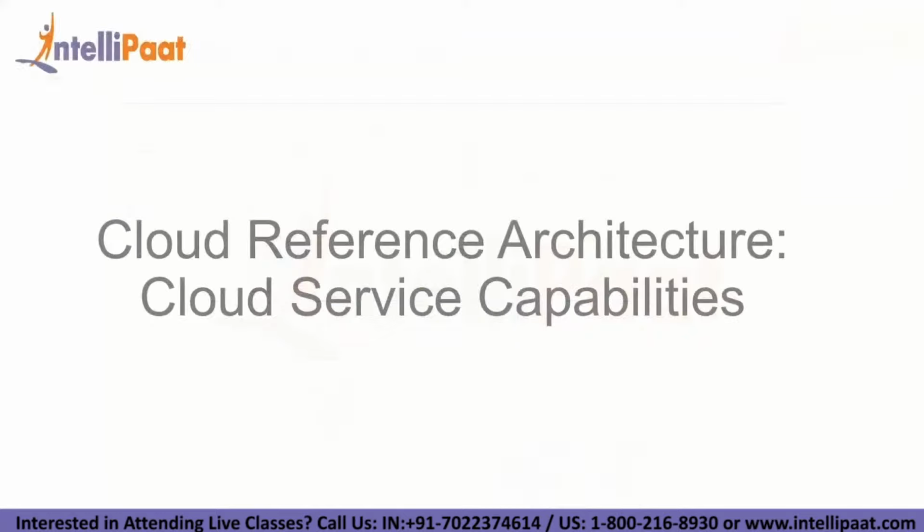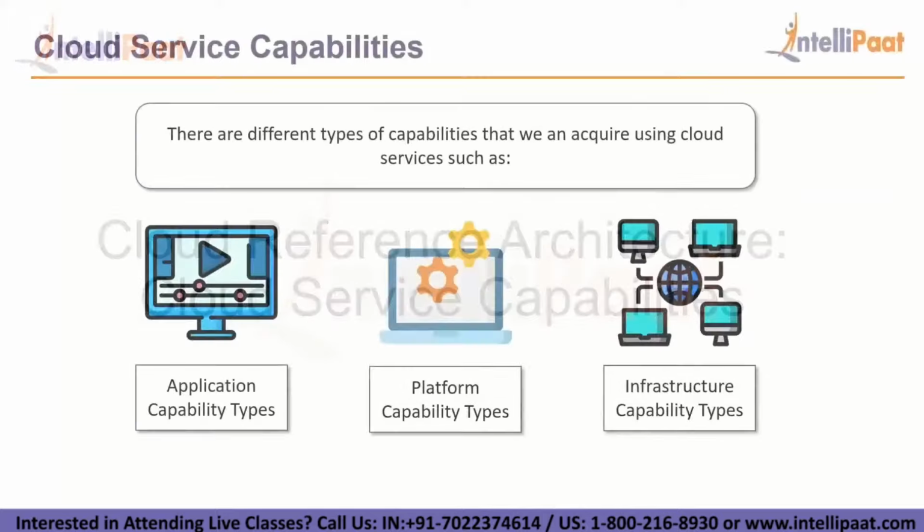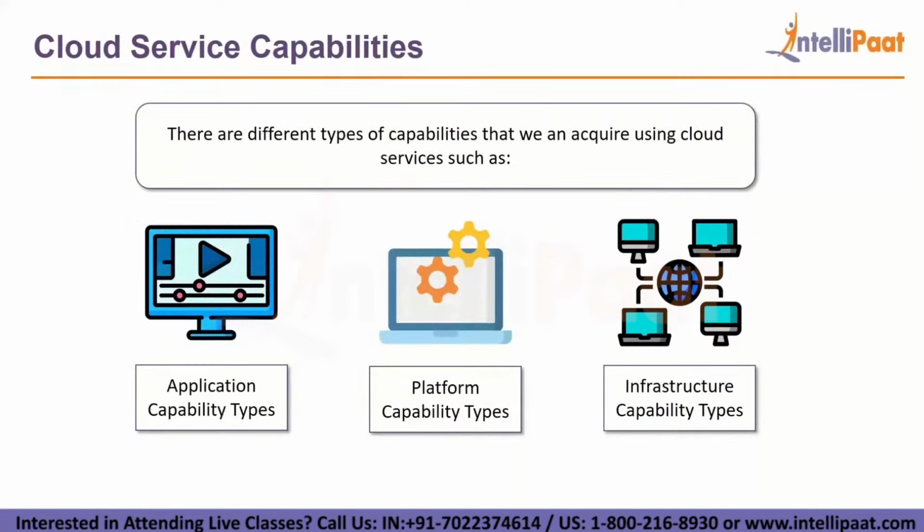Now comes cloud service capabilities. What are the different kinds of services that cloud can tender to? Let's take a look at them one by one. There are different types of capabilities that we can acquire using cloud computing services, such as application capability types, platform capability types, and infrastructure capability types. Let's understand them one by one.